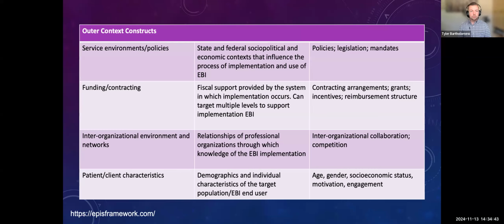And then, as I mentioned, in this outer context, we also have patient and client characteristics. So this is demographics and individual characteristics of the target population or the end users of our evidence-based intervention. And so for a syringe services program, our end user tends to be people who use drugs or people who inject drugs who are going to come and engage with that intervention.